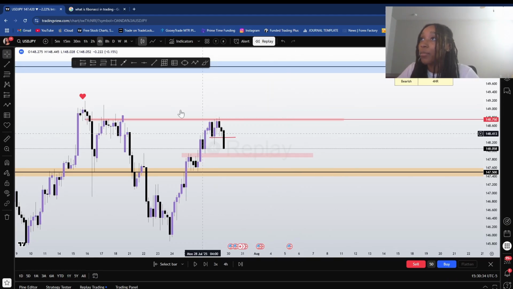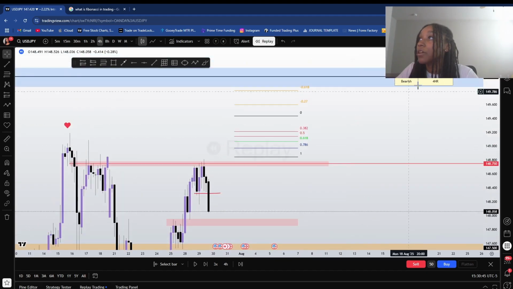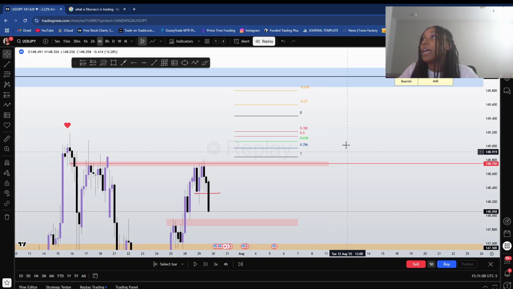So I see that price is coming down to this swing low, so I went ahead and drew my Fibonacci. This is my Fibonacci tool. We have the 38.2, the 50, the 61.8, and the 78.6 as my retracement levels. The 0 is going to be at the top of the swing high, and the 1 is going to be at the bottom of the swing low. And the -27 and the -61 are just going to be take profit areas. So if I want to use these areas to get out and take profit, I can.